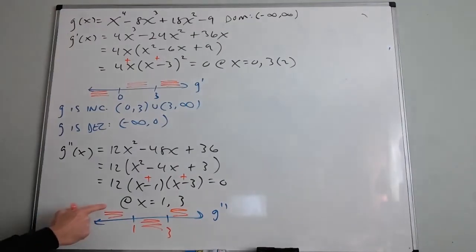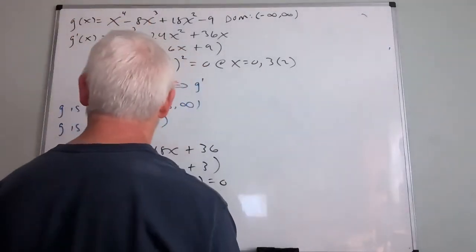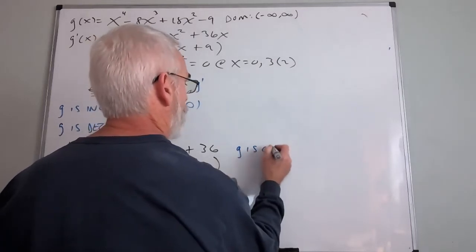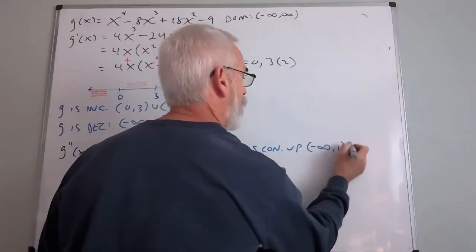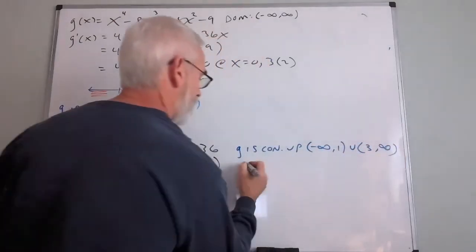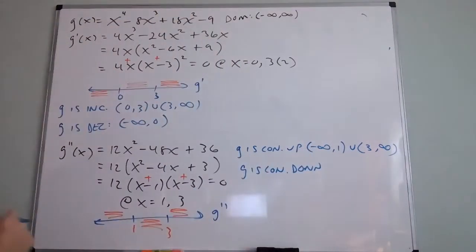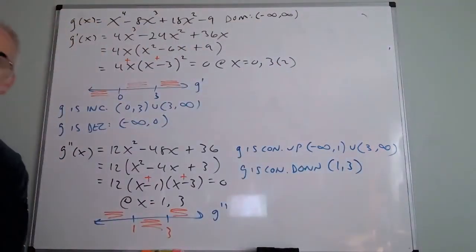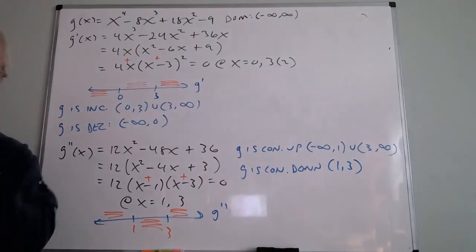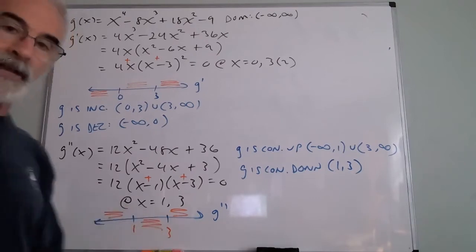Great. I'm concave up here and here. I'm concave down here. And I will write it over here. G is concave up from negative infinity to 1, and then again from 3 to infinity. G is concave down from 1 to 3. That means I'm going to have 2 inflection points because I changed from concave up to concave down here, and I changed from concave down to concave up here.